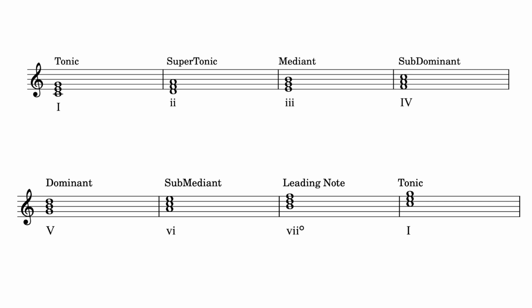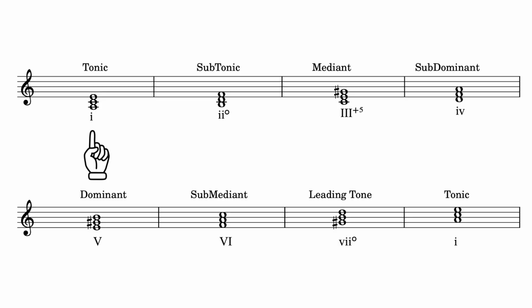Now the Roman numerals use capital letters to indicate a major chord. So this would be an uppercase 1. But the supertonic chord would be a lowercase 2. The mediant would be a lowercase 3, and then we have uppercase 4, uppercase 5, lowercase 6, and here this is diminished, and so we have lowercase 7, and that is indicated with the little circle afterward.